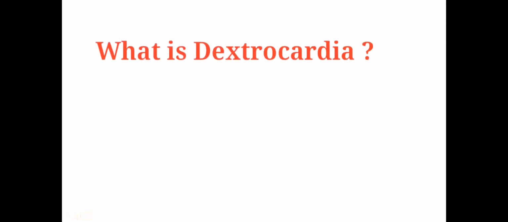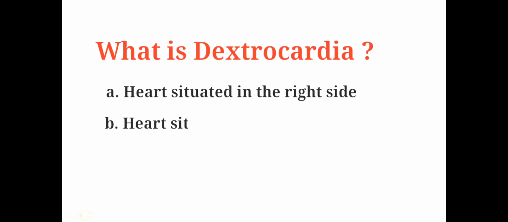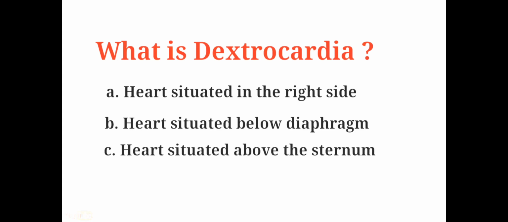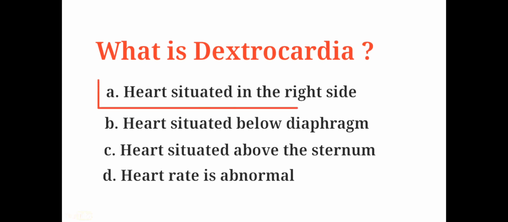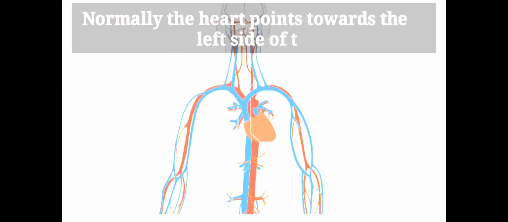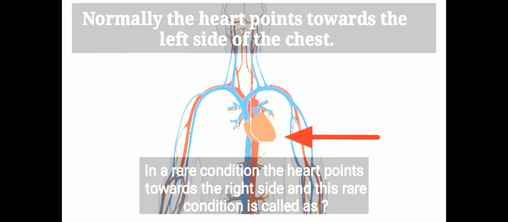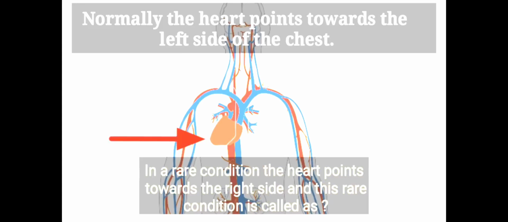What is dextrocardia? A. Heart situated in the right side, B. Heart situated below diaphragm, C. Heart situated above the sternum, D. Heart rate is abnormal. And the answer is A. Heart situated in the right side. Normally the heart points towards the left side of the chest. But in a rare condition the heart points towards the right side, and this rare condition is called dextrocardia.